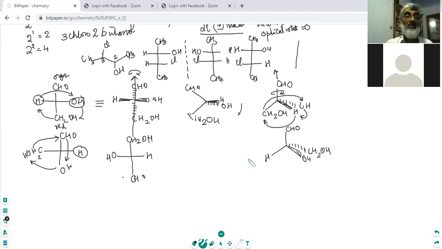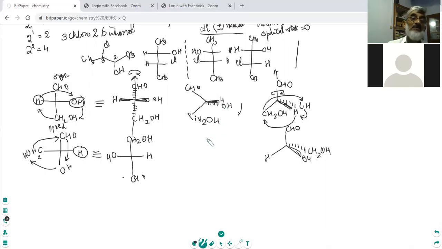Okay. So you can interchange these groups in this way. All these are representing the same molecule. These are the different Fischer projections of the same molecule. Which molecule? This molecule. Okay, so this is about Fischer projection.